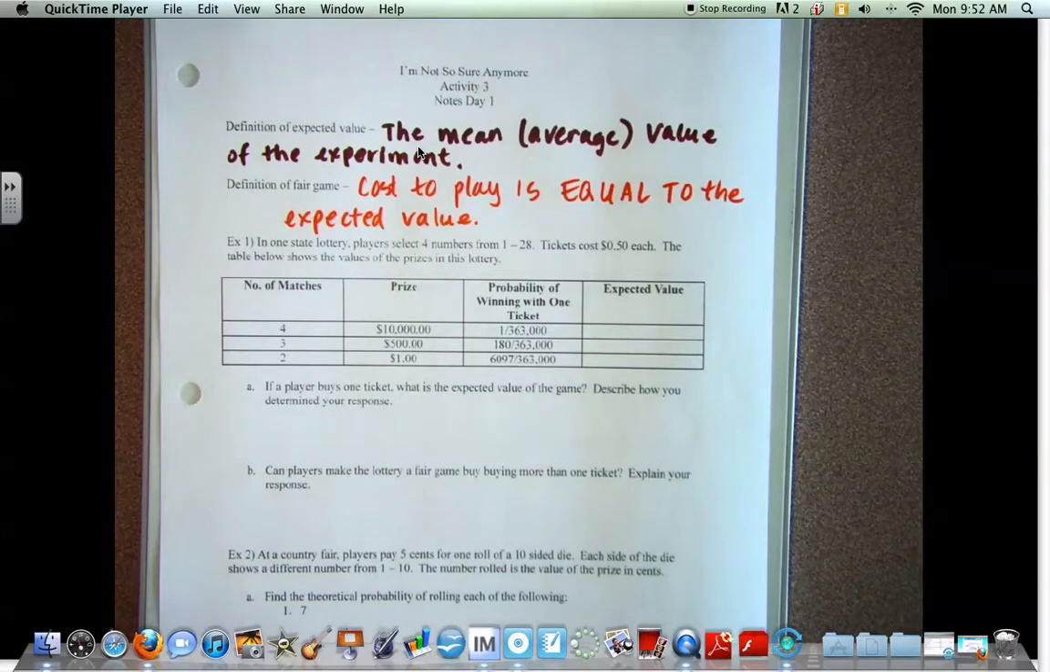In one state lottery, players select 4 numbers from 1 through 28. The tickets cost 50 cents each. The table below shows the values of prizes in this lottery. If you match 4, you get a prize of $10,000. If you match 3, you have a prize of $500. And if you match 2, you have a prize of $1.